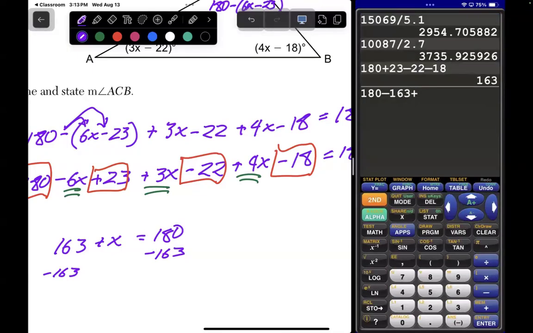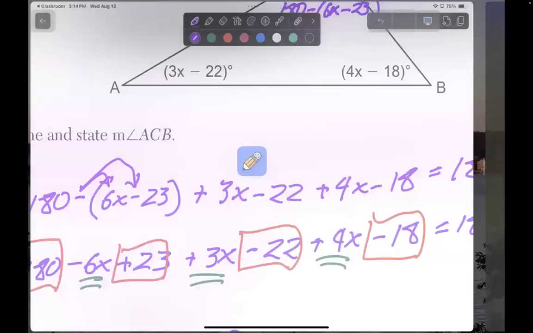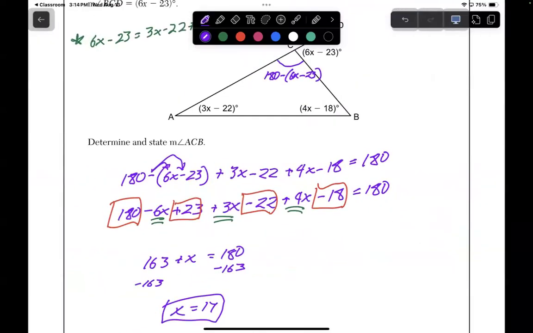Oh my goodness. 17. So x is 17. So there were a lot of struggles on that one, I noticed when I was creating that one. There's a lot of students couldn't figure out how to. Oh, wait, and I'm not even done, right?